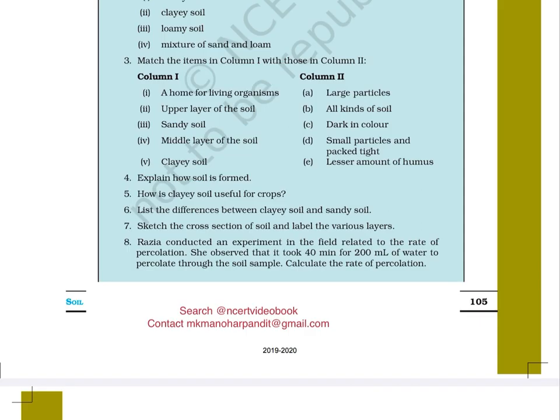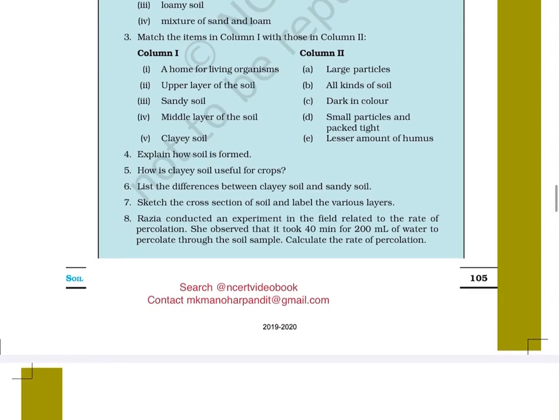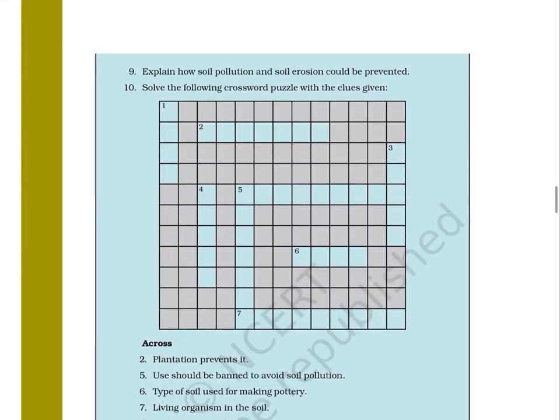8. Razia conducted an experiment in the field related to the rate of percolation. She observed that it took 40 minutes for 200 ml of water to percolate through the soil sample. Calculate the rate of percolation. Page 106. 9. Explain how soil pollution and soil erosion could be prevented.